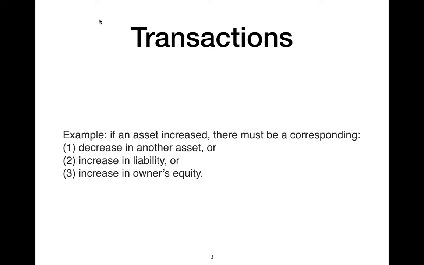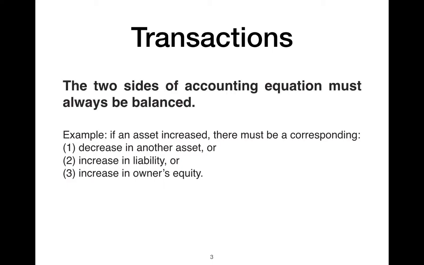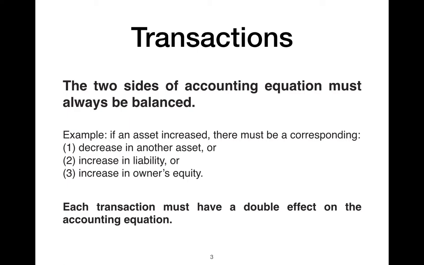Okay, as we illustrated in the previous lesson, the two sides of the accounting equation must always be balanced. That means each transaction must have a double effect. Let's show this to you by examples.